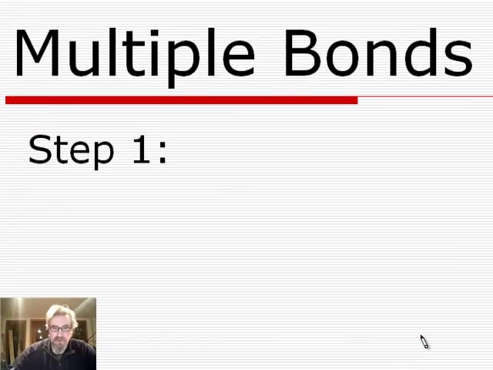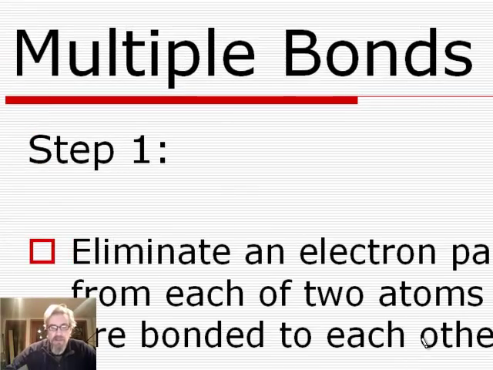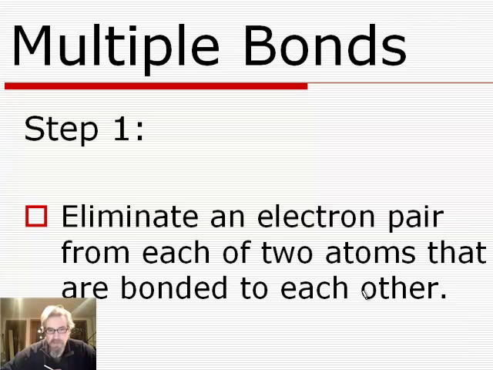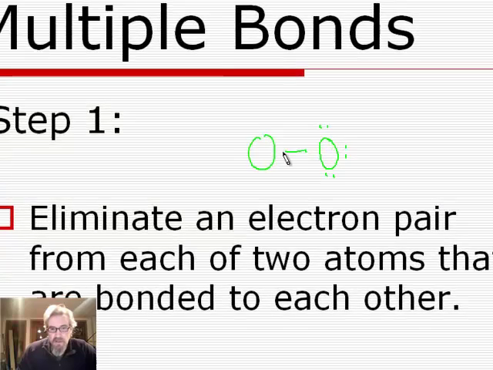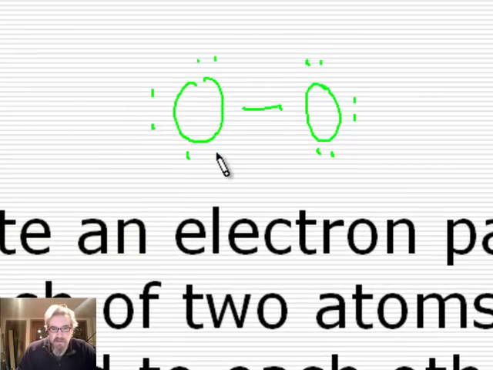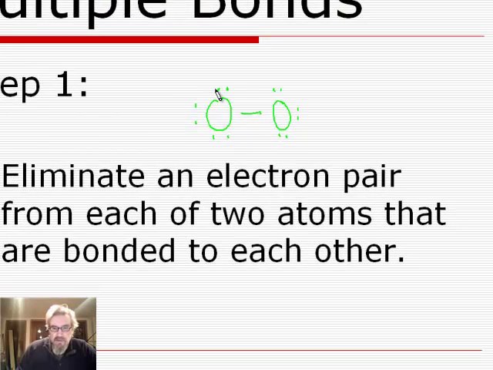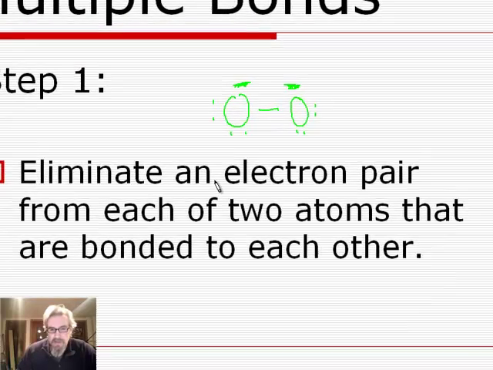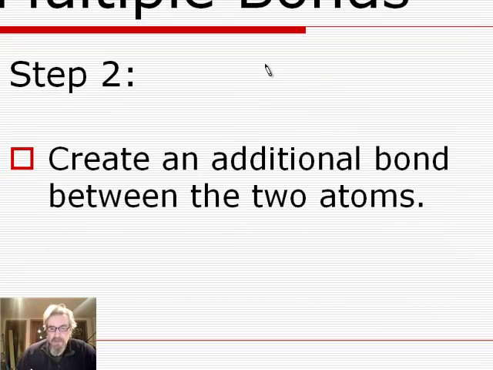Here's what you do. To create multiple bonds, your first step is eliminate an electron pair from each of 2 atoms that are bonded to each other. So back to that last example, I have these 2 O's. Each of the O's has 6 electrons in lone pairs and makes a bond, and that's too many. So I'm going to eliminate an electron pair from each of those 2 atoms. So that'll go away, and that'll go away. I just take those pairs out. Now the next thing I'm going to do is I'm going to make an additional bond between those 2 atoms.